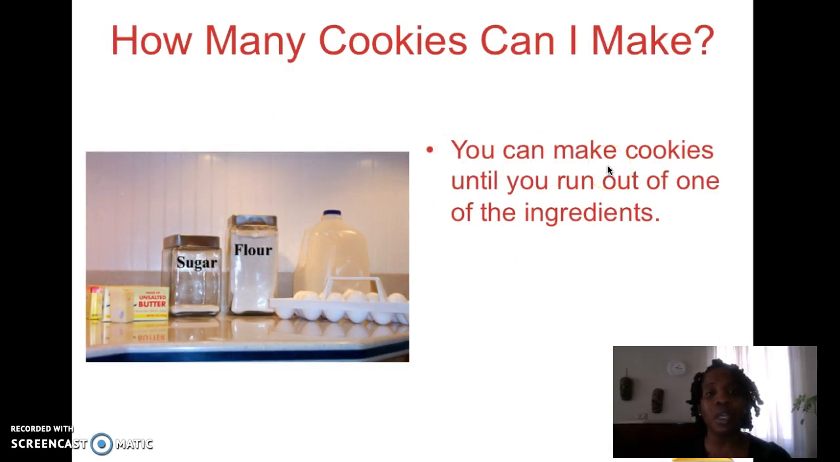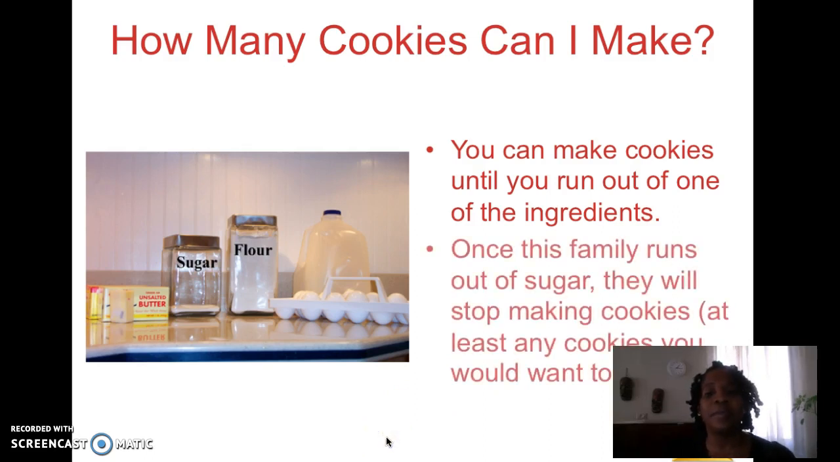So a good example would be from cooking, right? If you want to know how many cookies you can make, well, you can only make cookies until you run out of one of those ingredients. So if you need butter, sugar, flour, milk, and eggs, which of those is going to limit the number of cookies that you can make?